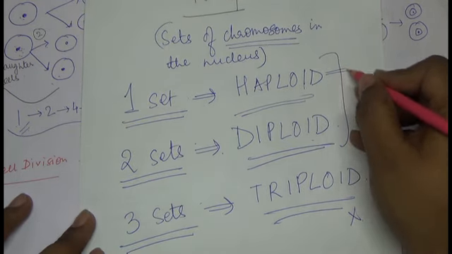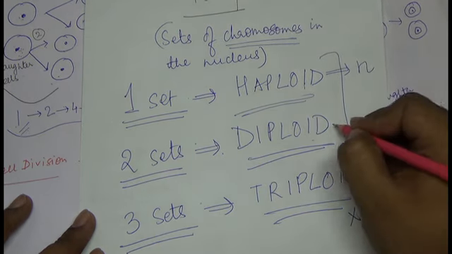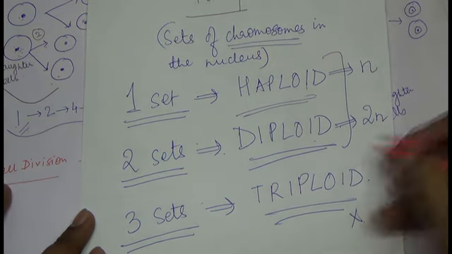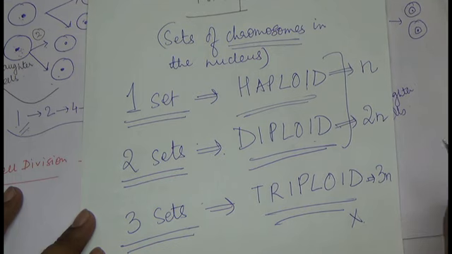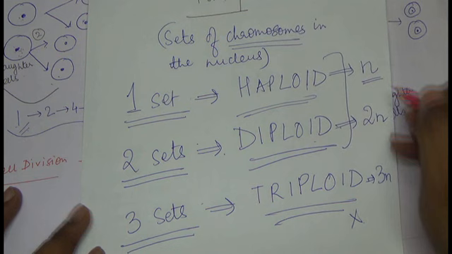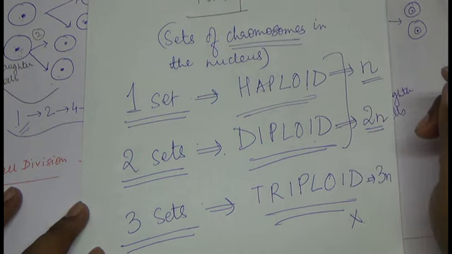How do we represent haploid? We represent it with a single small n. Diploid, since it's 2, therefore 2n. Triploid, how would we represent it? 3n. Fine. So please remember, henceforth whenever I write n or 2n, it will mean haploid or diploid condition respectively.